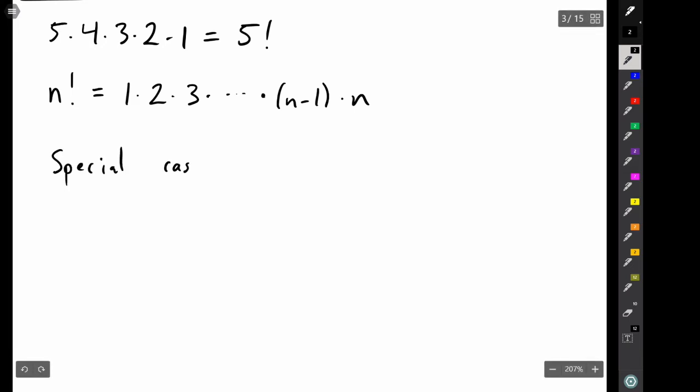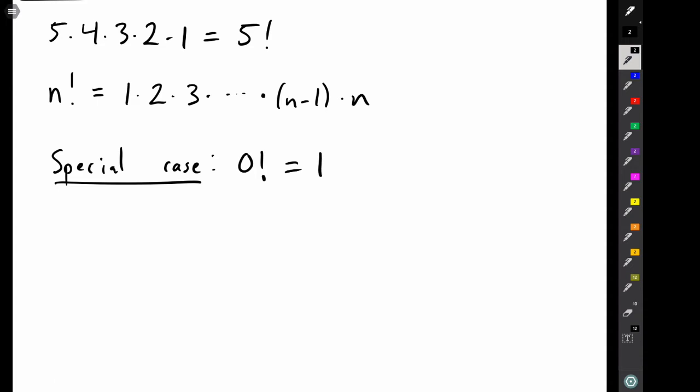A special case is that 0 factorial is equal to 1. Right, so there's a reason for this definition. One, because it makes sense, it works for consistency for us. But like I said earlier, there's a way to extend the factorial, and it turns out that 0 factorial has to be 1. I won't get into the details of that, but if you're curious, look up something called the gamma function.